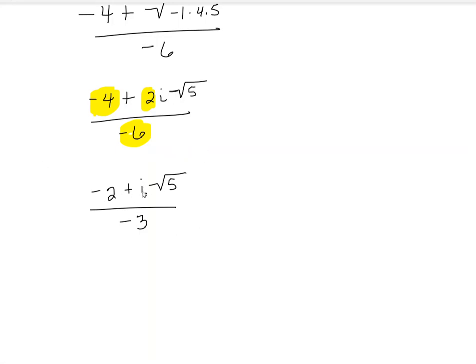Now, there's a couple of different ways to think about getting rid of this negative. I could divide a negative out of all of those. I can multiply numerator and denominator by -1. The easy way to think of this, in my opinion, is just that all those signs just change. So 2 minus i times the square root of 5 divided by +3.